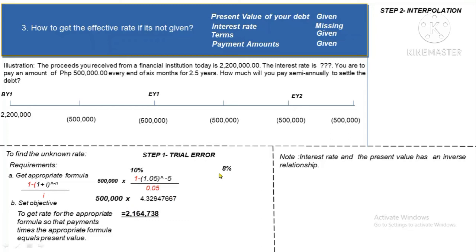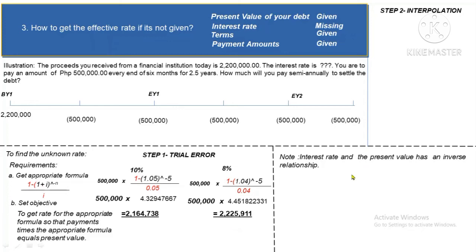But we are not going to use the 8%. We're gonna use the 8% divided by 2 semi-annual periods or 4%. So let's substitute. We have 500,000 times 1 minus 1.04 raised to the power negative 5 over 0.04. To simplify that, we have 500,000 times 4.4518223331, and then we're gonna get 2,225,911, and that is our trial and error.